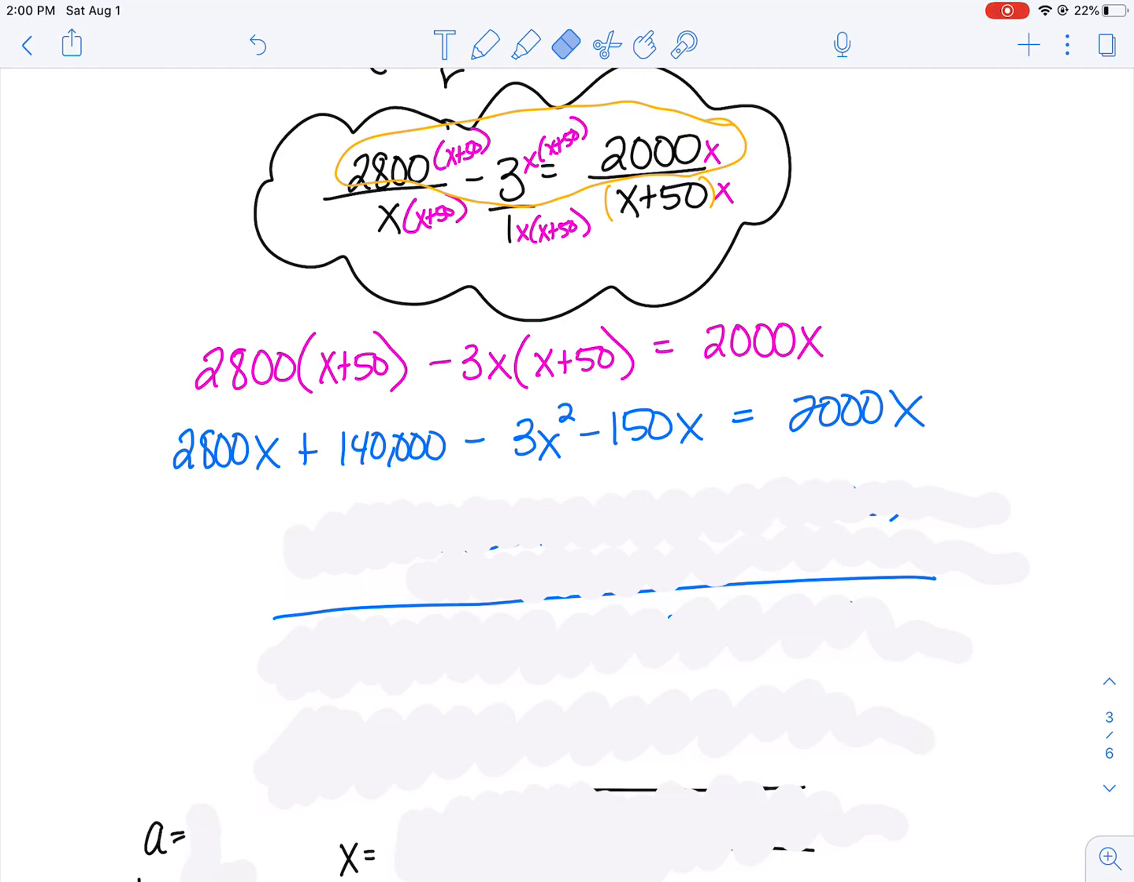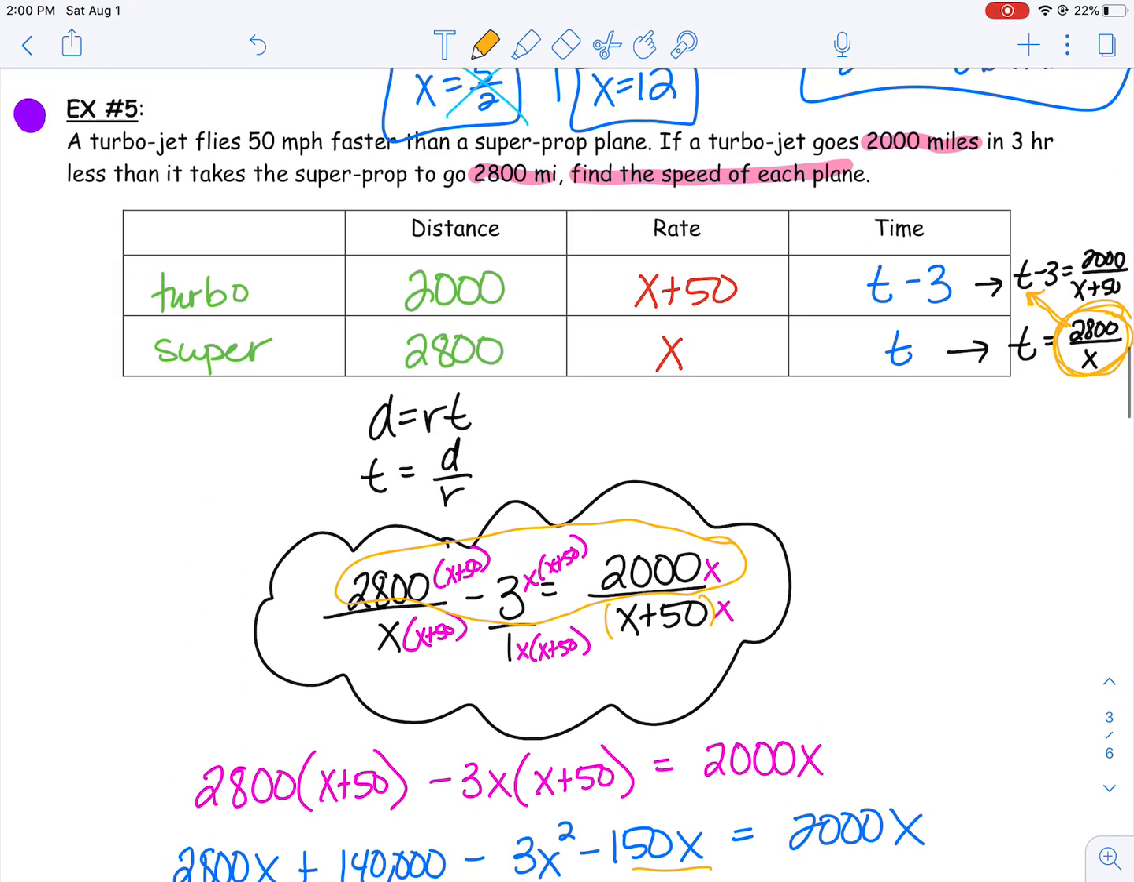And it looks like I have some x squareds and x's, right? I have x's and I have x squareds, and so now I know that this is a quadratic equation, and now I can use my rules for quadratics. I can try to factor, I can try to complete the square, or I can use quadratic formula if I need to in order to solve for x, which remember is the speed of that super prop plane, and as soon as I know that, I can find the speed of the turbo plane.